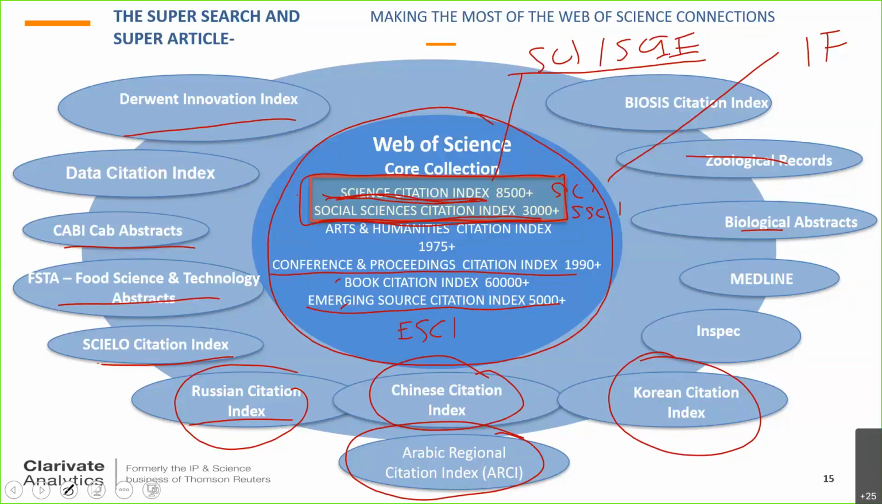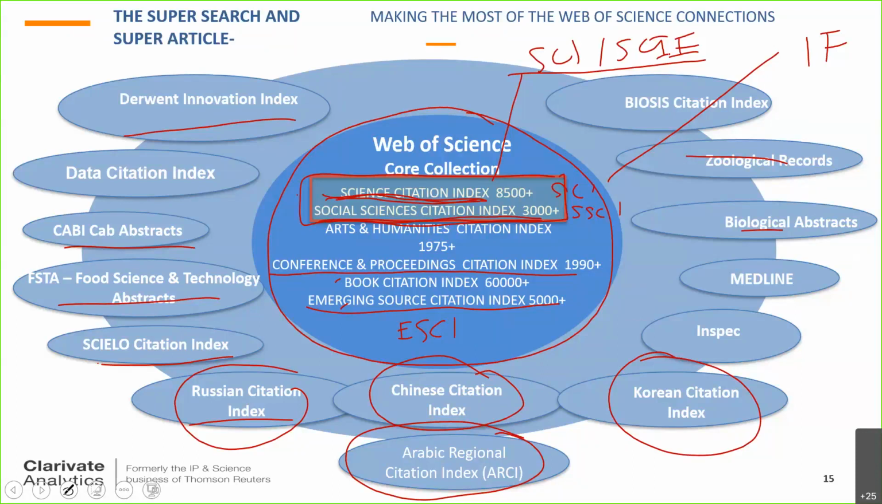Okay. Now what about Q1 journals? Do Q1 journals have impact factor? Do you know what Q means? Q means quartile. Yes. Scopus has quartile.